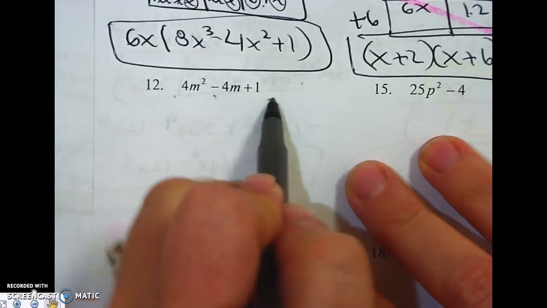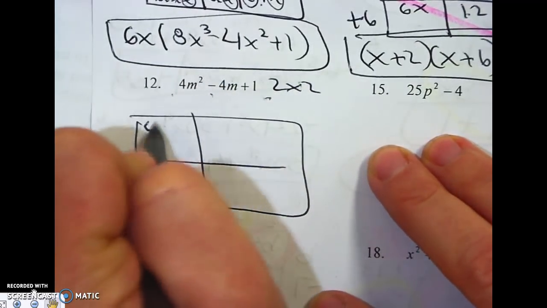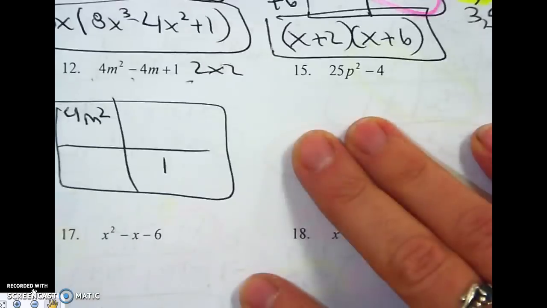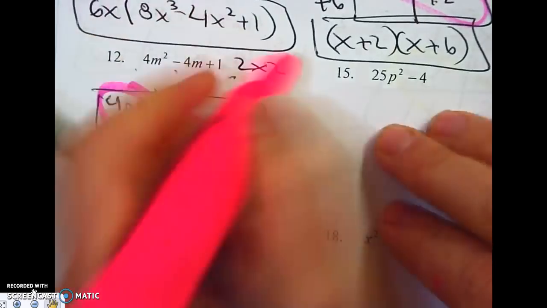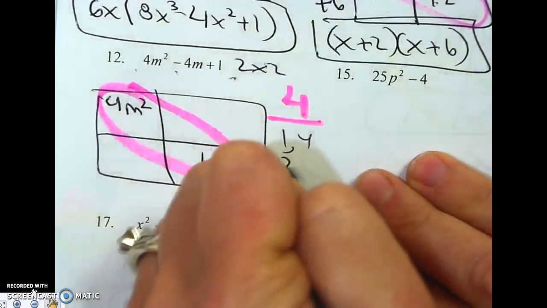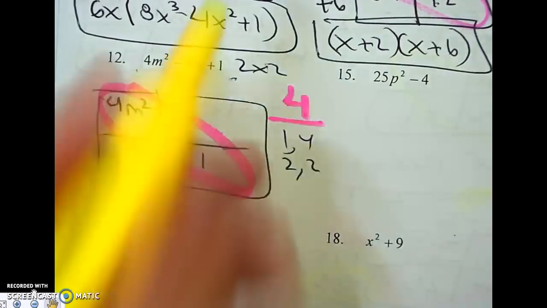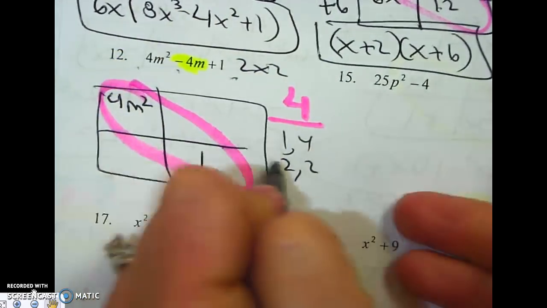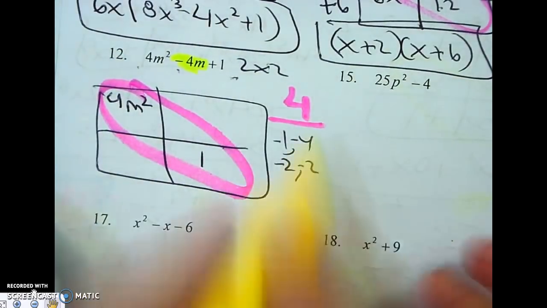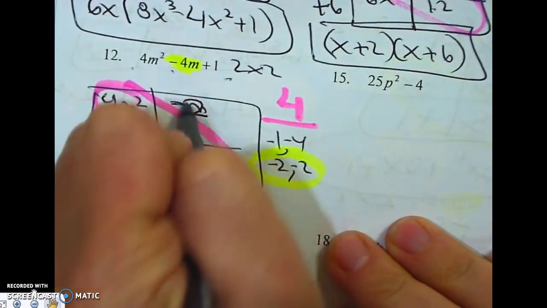Let's go to the next one. I look to see if they have something the same. They don't. It's a 2 by. First guy. Last guy. Circle. 4. All the ways to get 4. 1, 4, 2, 2. Since this is positive, it means we're going to add them. But since this is negative, that means they're both negative. And that gives me negative 2, negative 2. Doesn't really matter which one I put where.